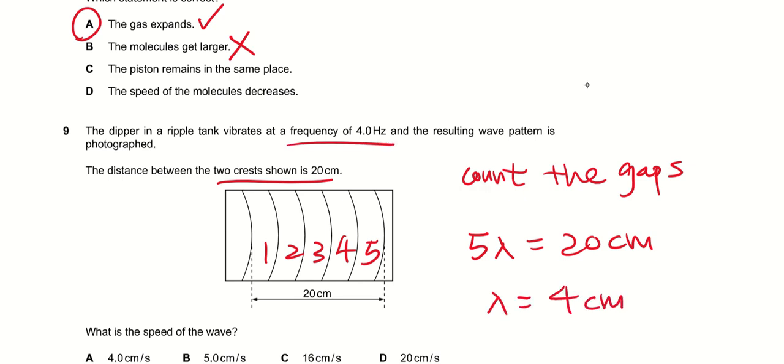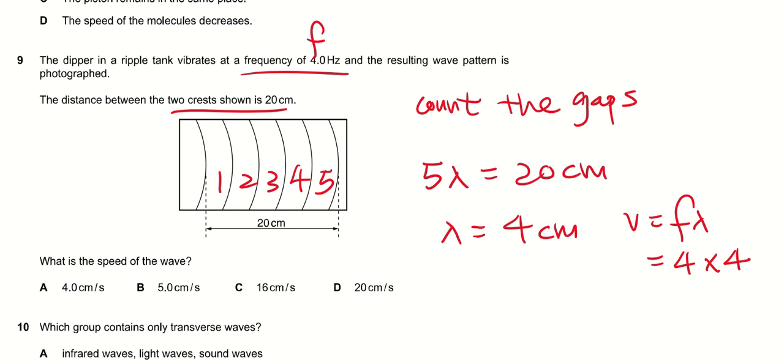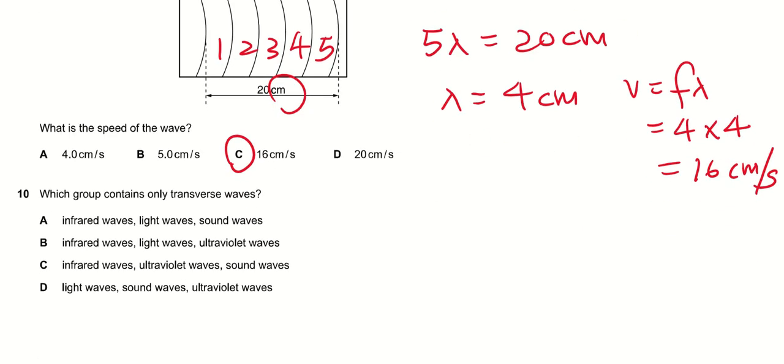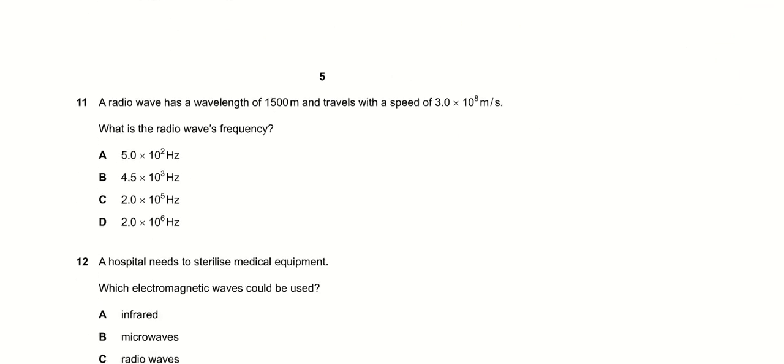Now I have a frequency of 4. So v equals f lambda. My v is frequency multiplied by lambda, the wavelength. So I get 16 cm per second. So answer is C. Now which group contains only transverse waves? I cannot have sound wave, so A is wrong. That means answer is B. Sound wave is longitudinal.